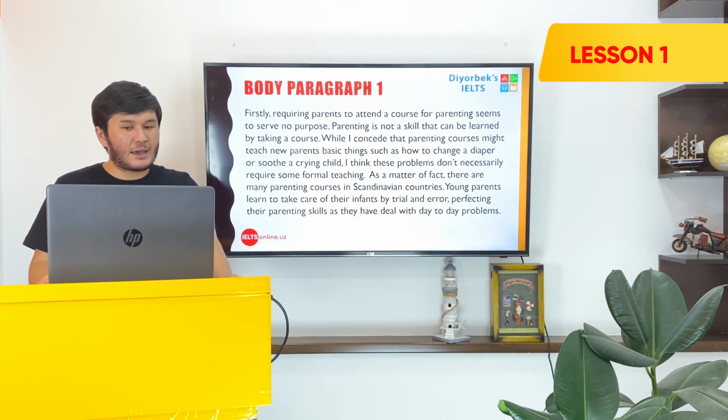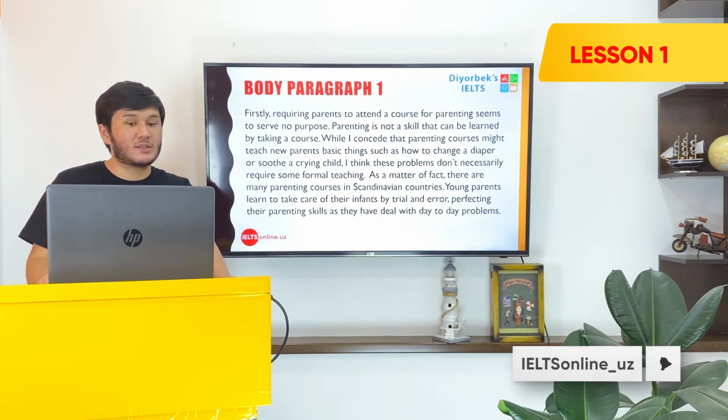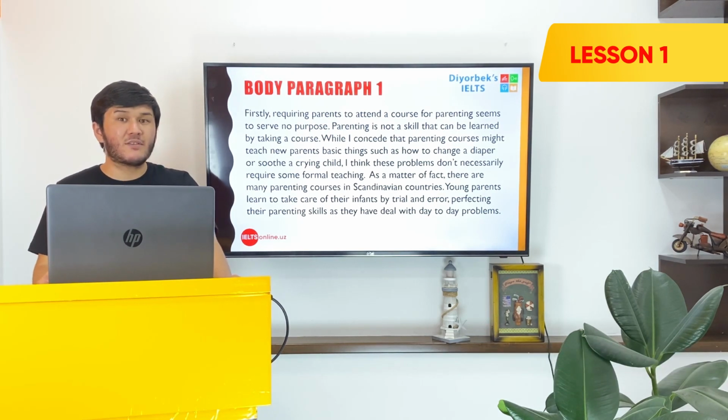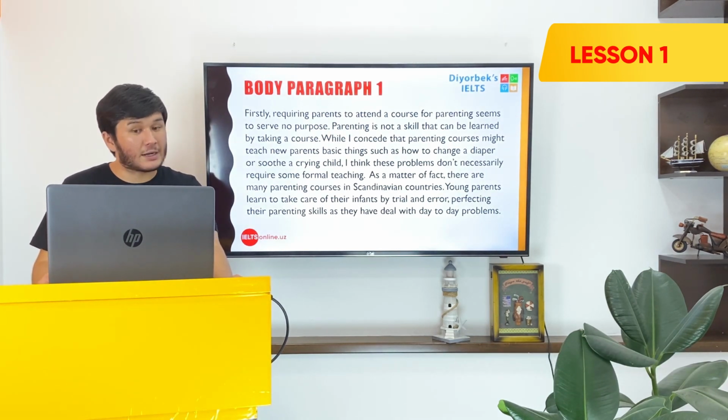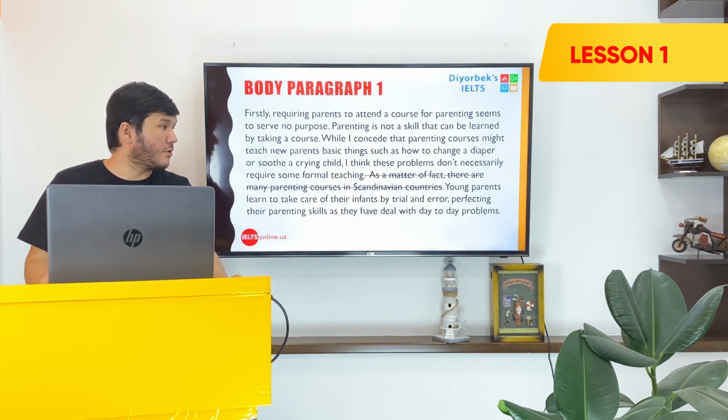As a matter of fact, there are many parenting courses in Scandinavian countries. So I was talking about how formal teaching is not necessary. Then all of a sudden, I gave an example about Scandinavian countries and parenting courses there. So you might have found that this sentence doesn't really belong in this paragraph. So this sentence should be removed.